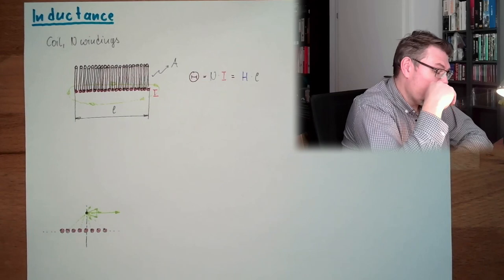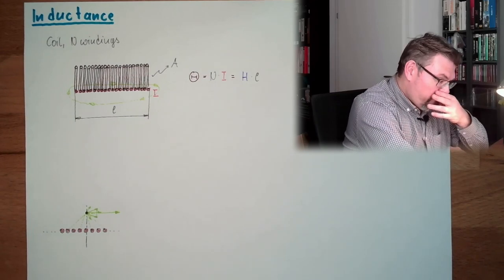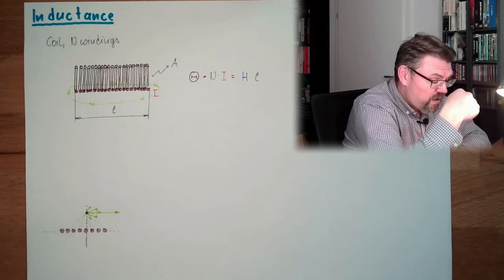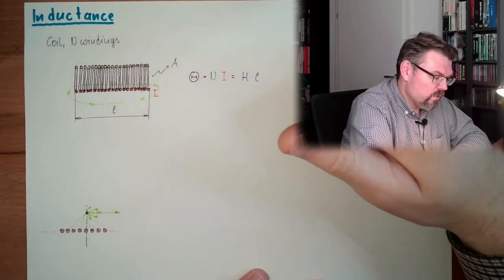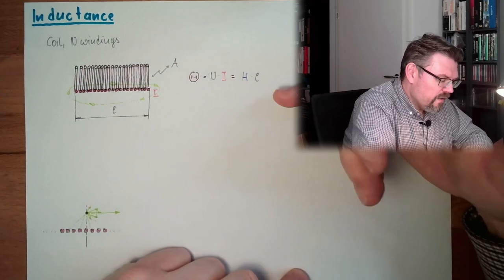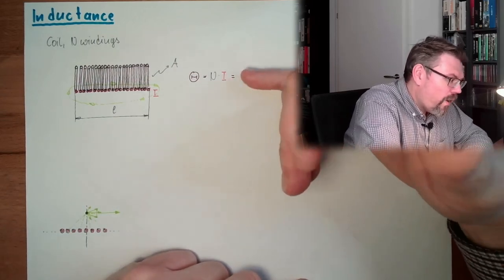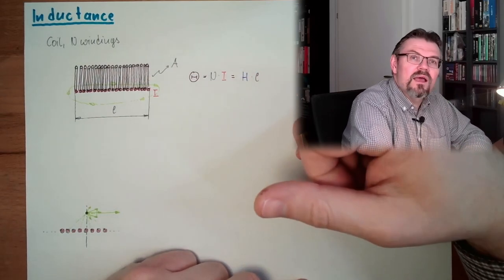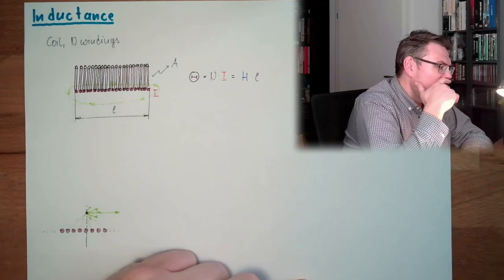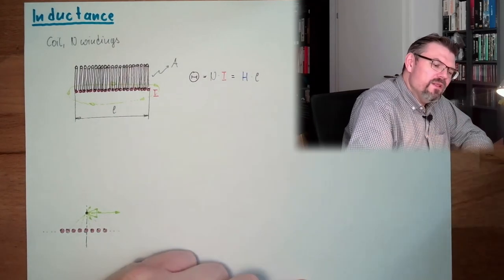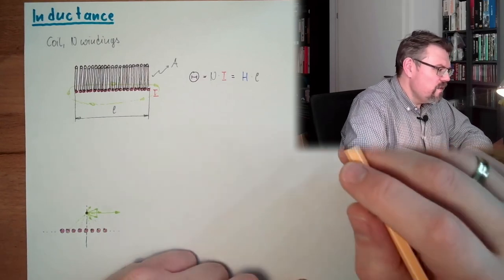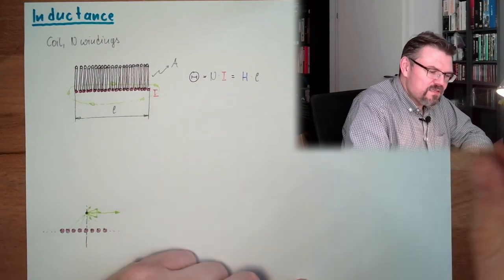Yeah? But actually, if we are not taking into account the stray field, then we can use this. Okay? And now we know why we can set this like that. Yeah? And now we do a little, I don't want to call it trick, but we do a little mathematic. Because actually this is a formula, right?